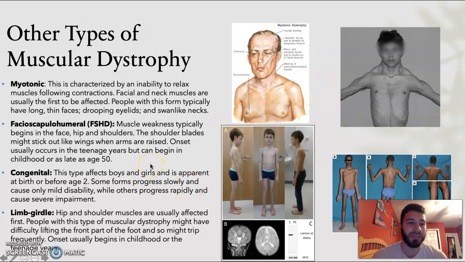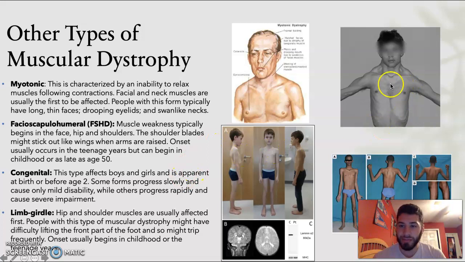Another kind is facioscapulohumeral, or FSHD. In this type, muscle weakness typically begins in the face, hip, and shoulders. This type also has shoulder blades that might stick out like wings when their arms are raised. And onset usually occurs in the teenage years, but can begin in childhood or as late as 50 years old.